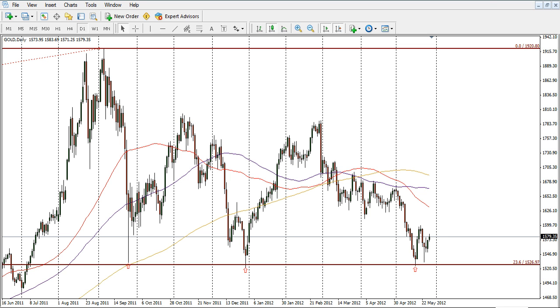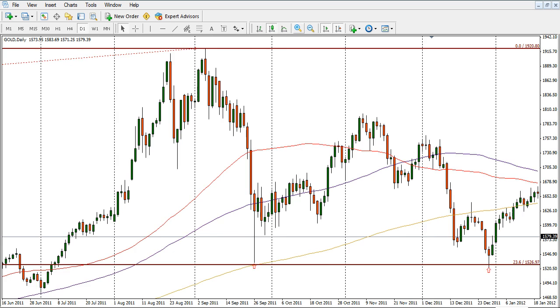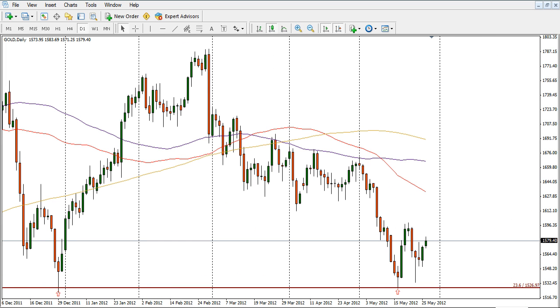And that's at 1526.97. So very, very nice support, worked out very well last week. A lot of buyers came in at that level. You can see we had that kind of, not quite a hammer, but a nice sort of bullish candle there. But we haven't had a huge pop up.